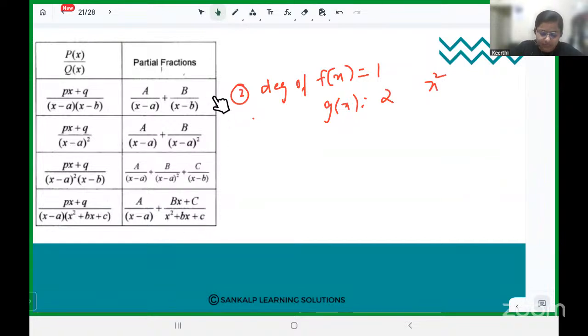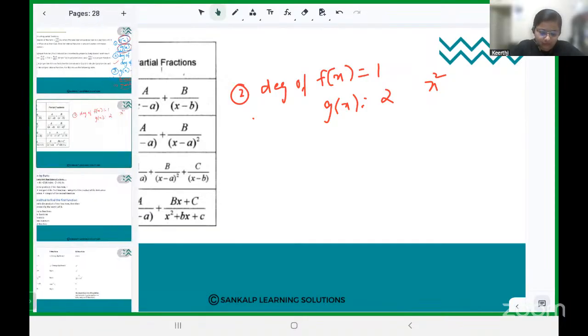So these three are important. This one is actually a repeating type. These three forms of partial fractions you have to study. All right, now we'll do a question from this.